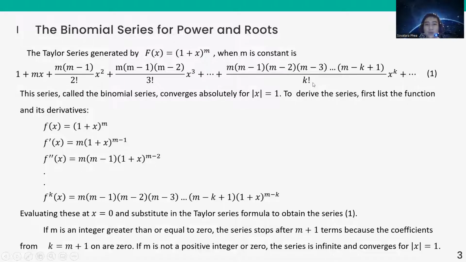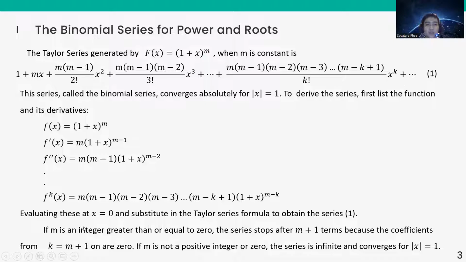If you want to know how they got this binomial series, first list the function and its derivatives, from f(x) up to the k-th derivative of f(x). Then evaluate all of these at x = 0, and substitute them into the Taylor series formula. So we will obtain this binomial series.